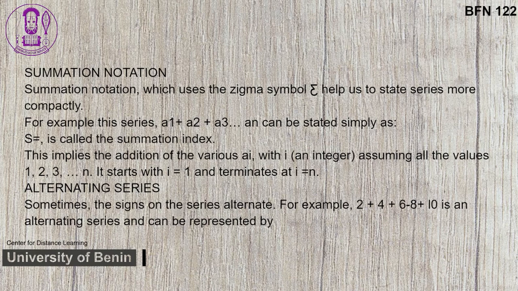Alternating series. Sometimes, the signs on the series alternate. For example, 2 minus 4 plus 6 minus 8 plus and so on is an alternating series and can be represented by a sigma expression.